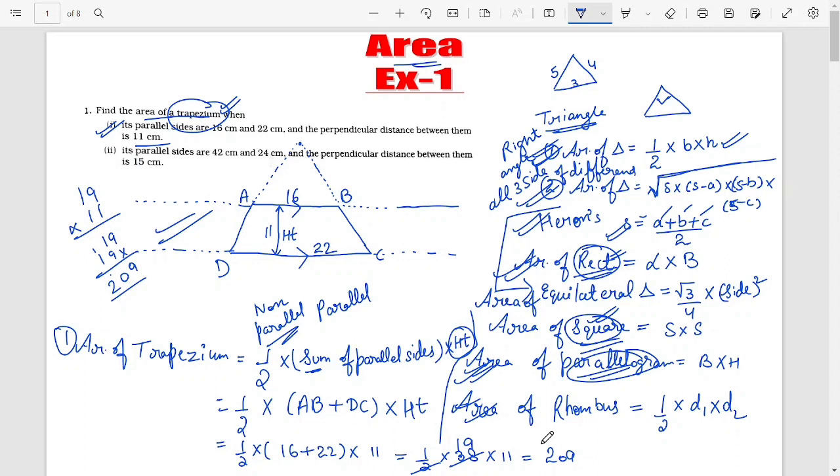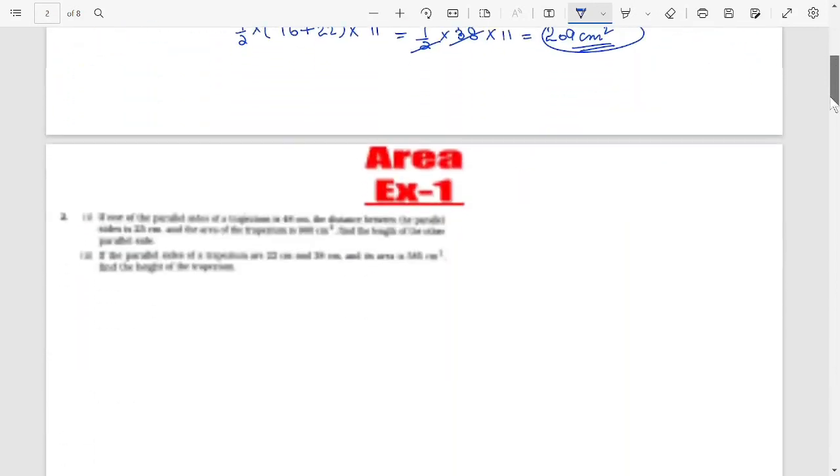Now here we have to write the unit also. The unit for area is either meter square or centimeter square. In the question, centimeters are given. All the dimensions are given in centimeters. So here the area answer will come in centimeter square. You have to remember, it is compulsory to write the unit at the end. So the final answer we are getting for the first part is 209 centimeter square. Like this you have to do the second part also. Now we will come to the next question.